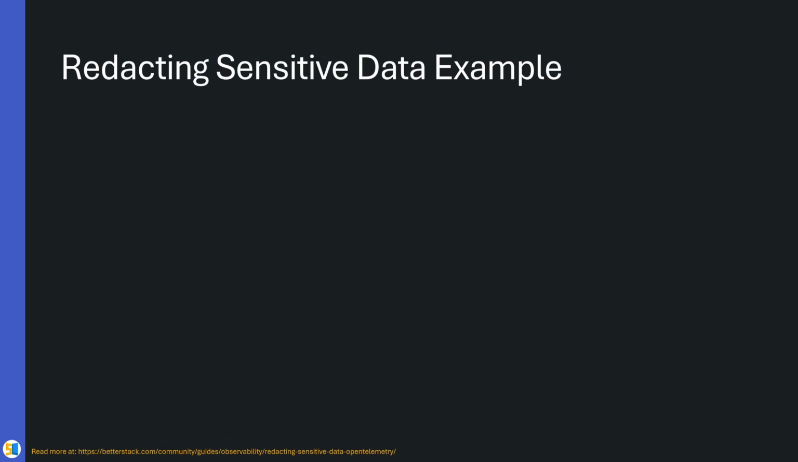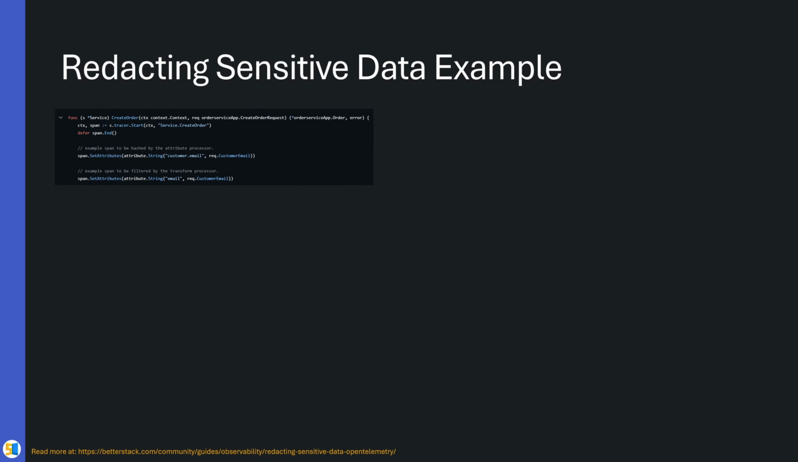All right, so a redacting sensitive data example. I want to redact, and also I want to hash, emails for example. Email is one of the PII data. So I have two examples. For the key customer.email, I want to hash the value, but for the trace with the key email, I want to redact.